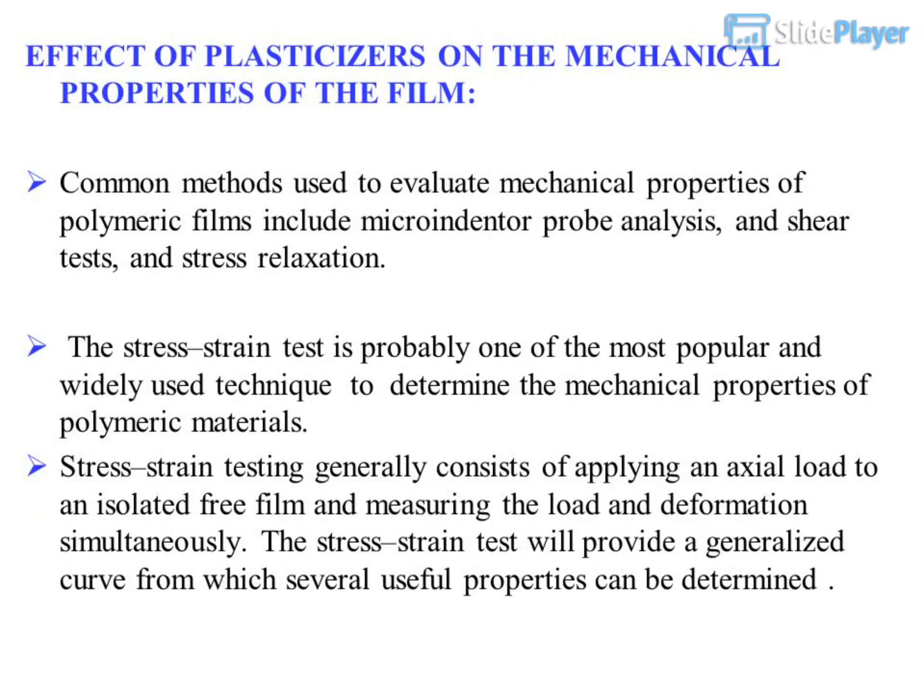Effect of plasticizers on the mechanical properties of the film. Common methods used to evaluate mechanical properties of polymeric films include microindenter probe analysis, shear tests, and stress relaxation. The stress strain test is probably one of the most popular and widely used techniques to determine the mechanical properties of polymeric materials. Stress strain testing generally consists of applying an axial load to an isolated free film and measuring the load and deformation simultaneously. The stress strain test will provide a generalized curve from which several useful properties can be determined.